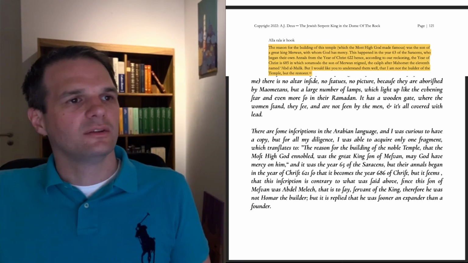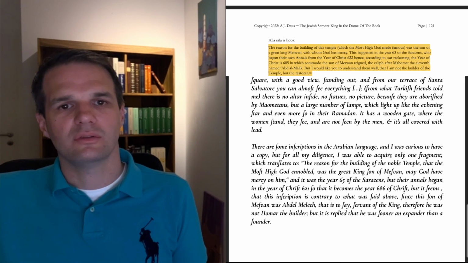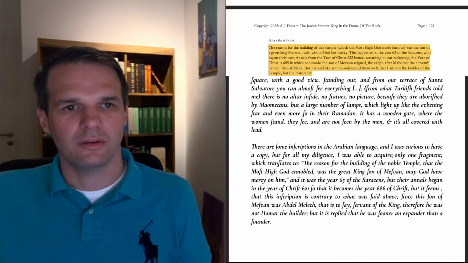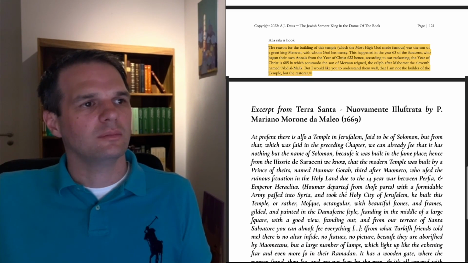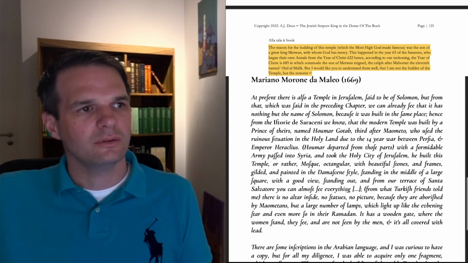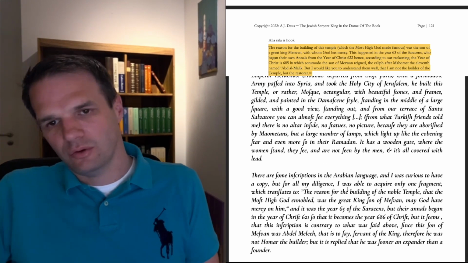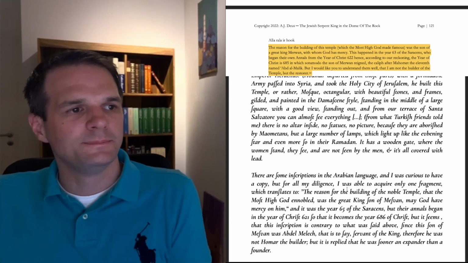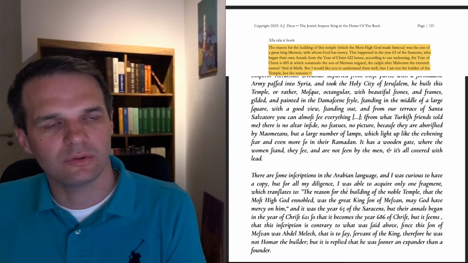Did you catch that? So, first of all, here we have the origin of this, but I would like you to understand that he was not the builder, but the restorer. Our friend here, Mariano Morone D'Amaleo, believes that Umar built the temple. Apparently he has heard those Umar stories. And he thinks that Abd al-Malik was the restorer of the temple, whereas Umar was the builder.